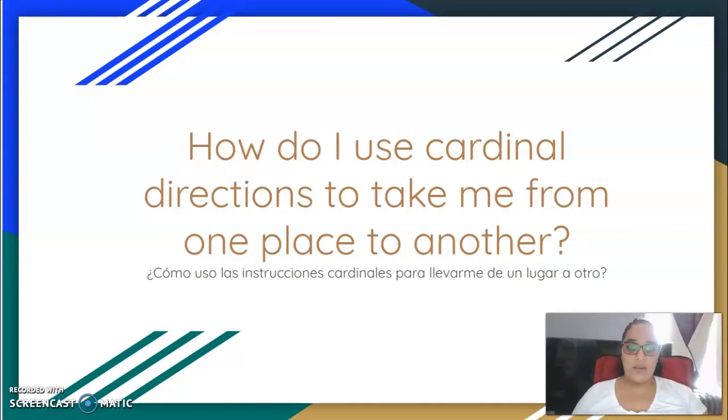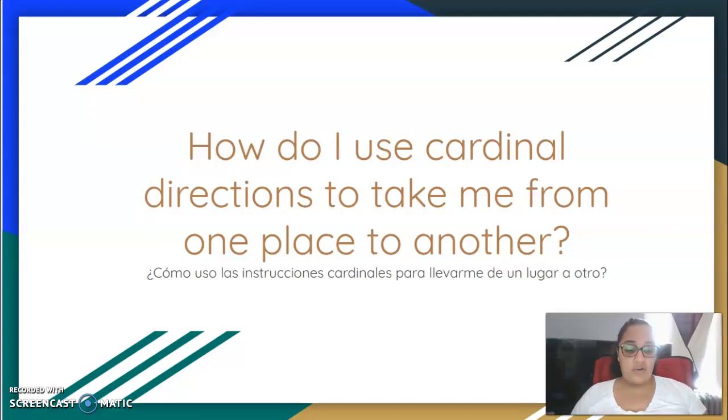So, in social studies today, we're going to be learning about how to use cardinal directions to take us from one place to another. In the last lesson, we were talking about what cardinal directions are, and we learned that the cardinal directions are directions that tell us which direction to go, and those directions included north, south, east, and west. Okay, and in today's lesson, we're going to be learning how to read a map, what it looks like, using the cardinal directions to get us from point A to point B.